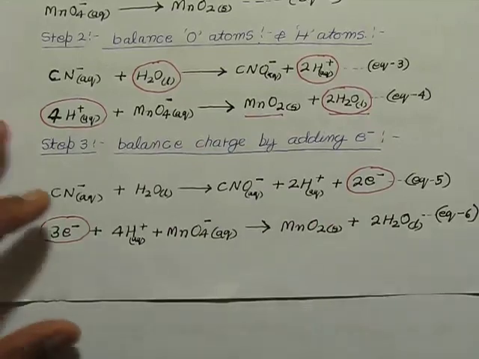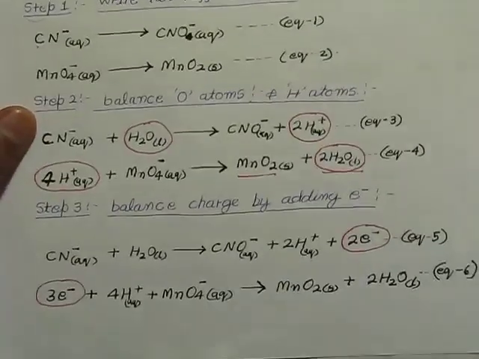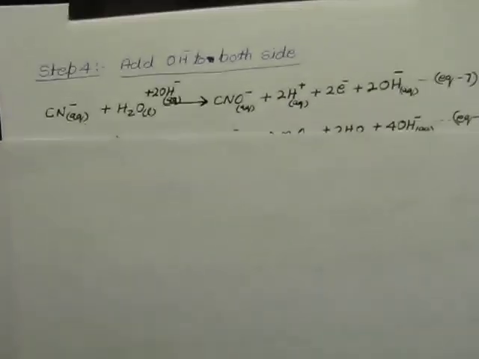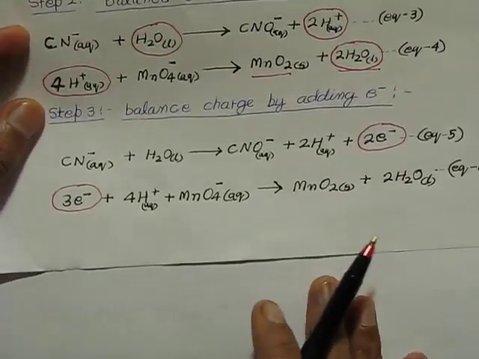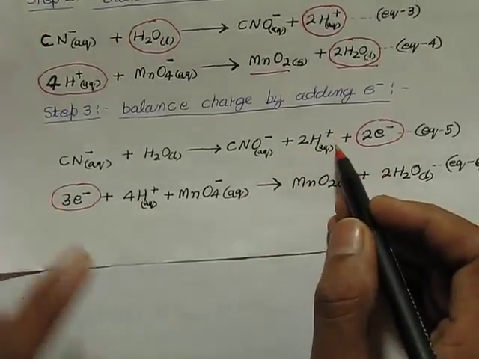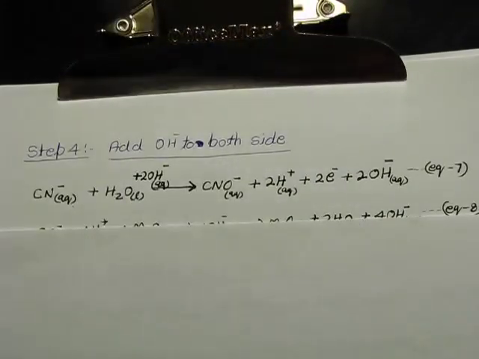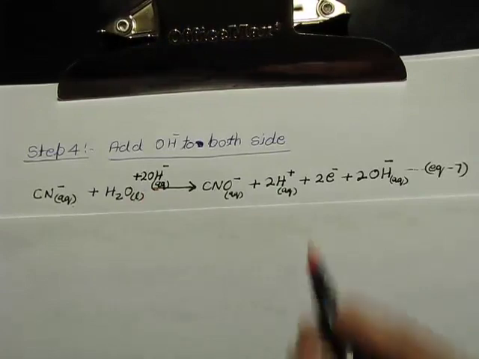So what we have to do next, now we have to add, if you see this reaction, that we have extra hydrogen on both sides, so we have to follow the fifth rule in this case. So we have to add hydroxyl ion to balance the hydrogen ion.